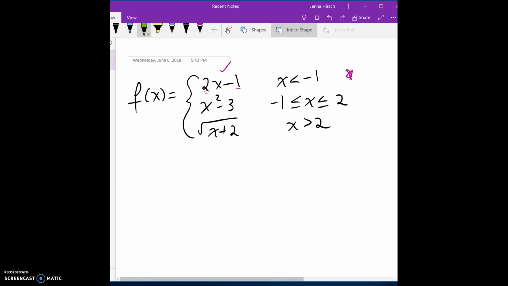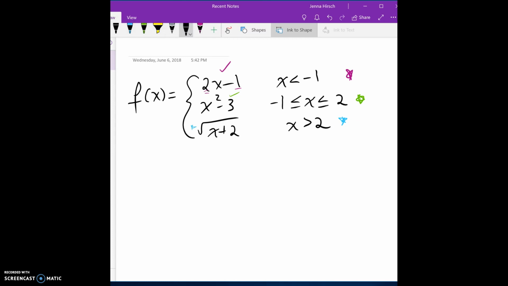Anytime our x values are between -1 and 2, we're going to graph x squared minus 3, which is a parabola, right? X squared has that U-shape. We'll see what the minus 3 does to the graph too. So we're going to have a piece of a parabola between -1 and 2. And anytime our x values are greater than 2, we are going to have a piece of a square root function. That was the little arm function. It looks like a Superman function.